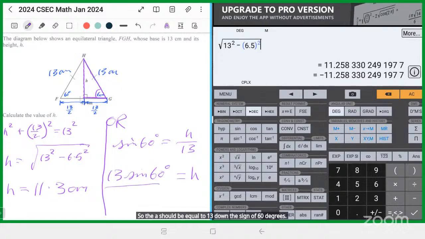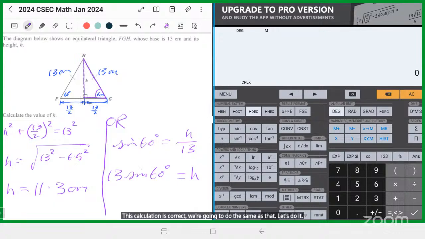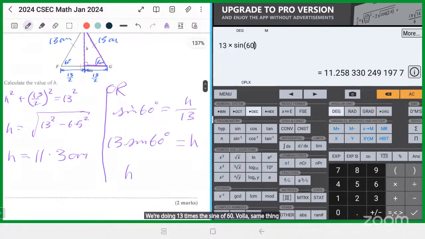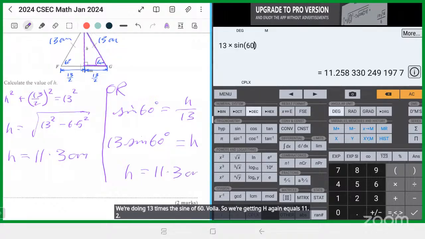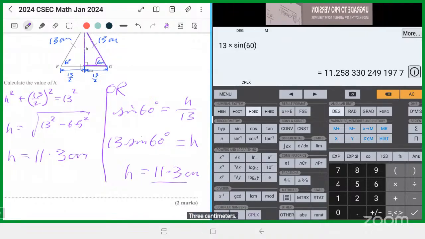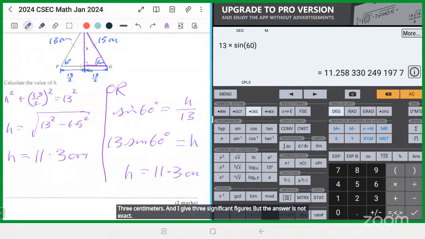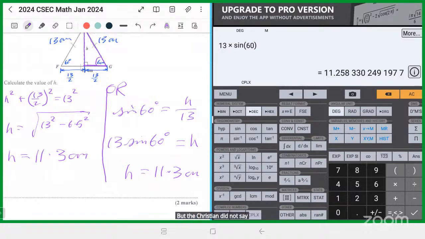If this calculation is correct, we're going to get the same as that. So let's do it. So we're doing 13 times the sine of 60. Voila, same thing. So we're getting h again equals 11.3 centimeters. And I gave 3 significant figures, but the answer is not exact. But the question did not say how accurately we must give the answer. If that is the case, we give the answer to 3 significant figures. All right, 2 marks for that one.